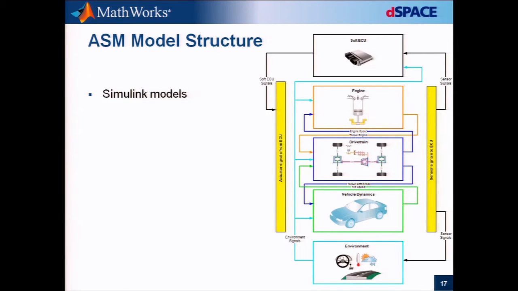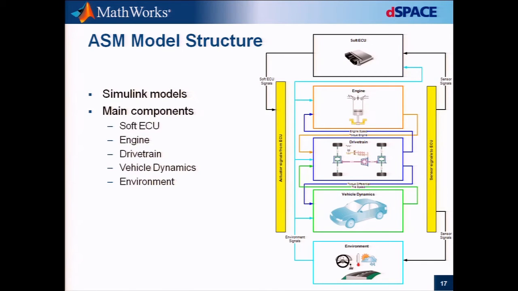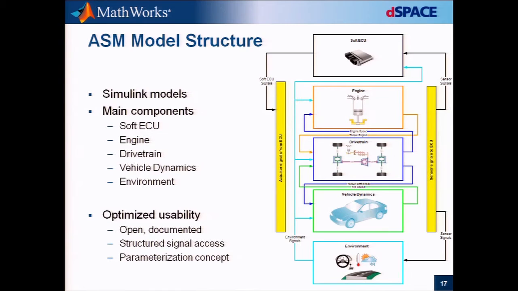The models themselves all have the same structure. They are developed in Simulink because we think that Simulink is a kind of standard in controller development. They are open, they are accessible down to the lowest level, and we have 5 main components. Each model has 5 main components: the engine, the drivetrain, the vehicle dynamics, and the environment. And this structure ensures that these models can be easily combined to complex virtual vehicles. And for the usability, we implemented a structured signal access, a kind of modeling guideline, and a parameterization concept.